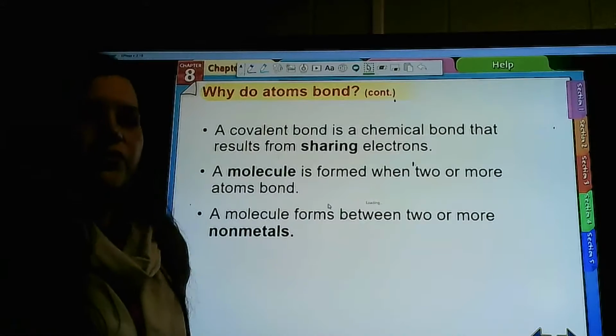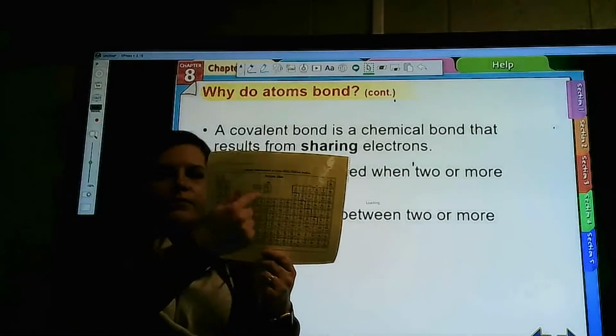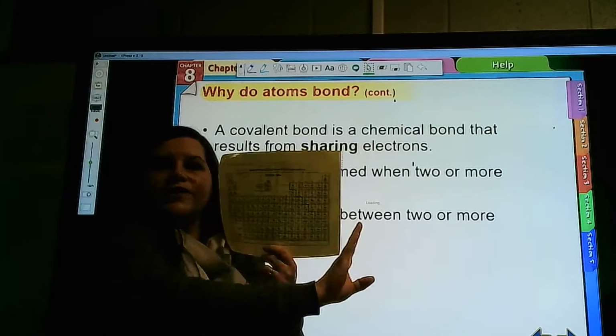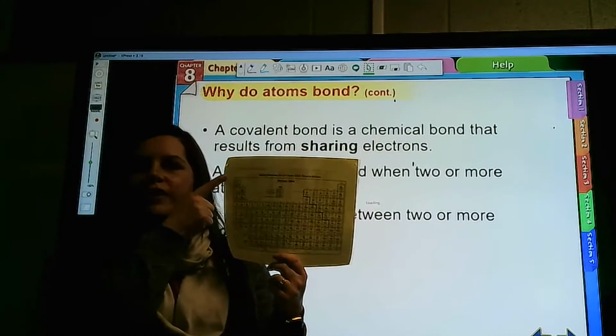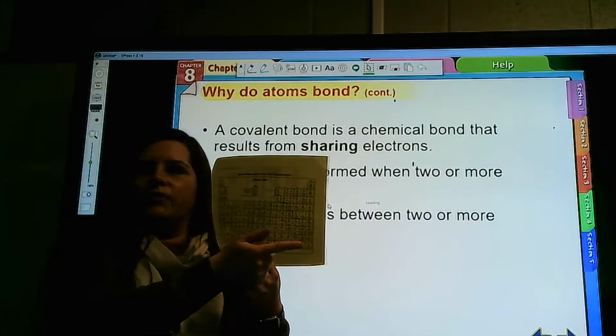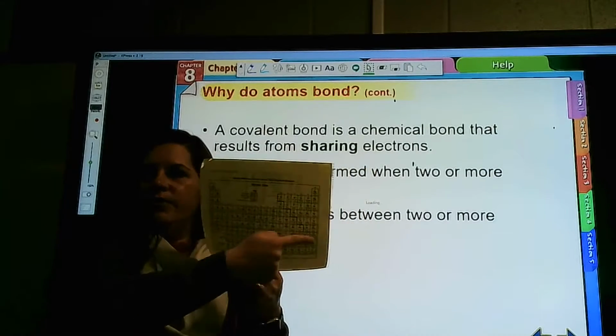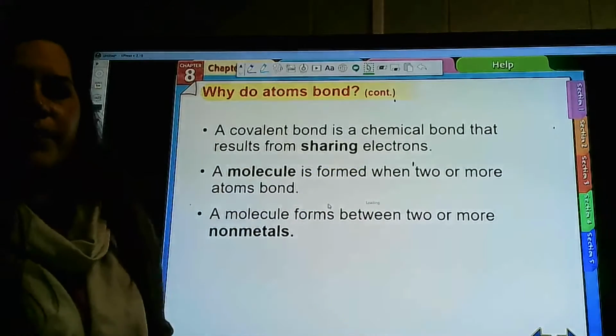The other thing I want to highlight on this slide is that the molecule comes from 2 or more nonmetals. If we're looking on the periodic table, we have our staircase here, right? If I have 2 or more atoms on the same side, but also including hydrogen, hydrogen's also a nonmetal, that's going to be a covalent compound. If we have a metal and a nonmetal, that's when we know it's an ionic compound.